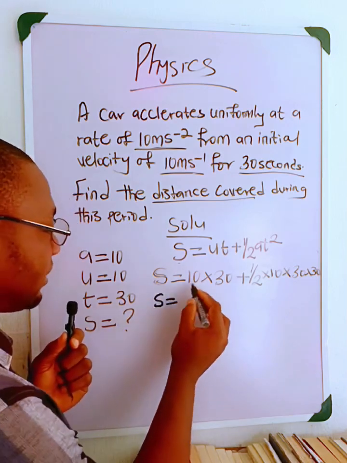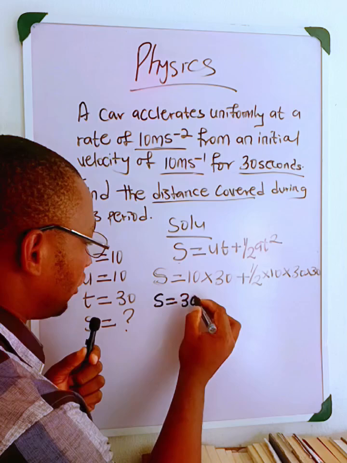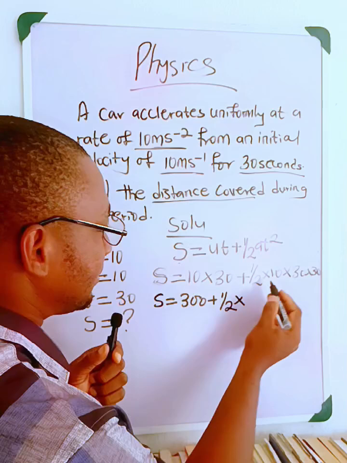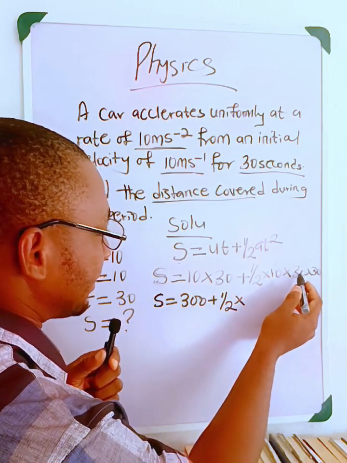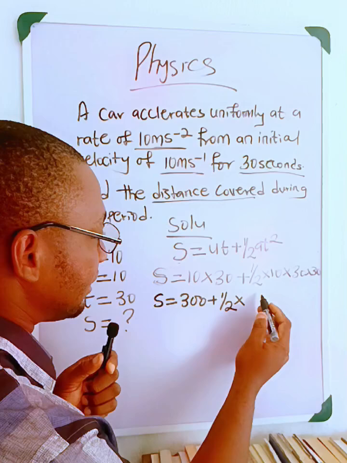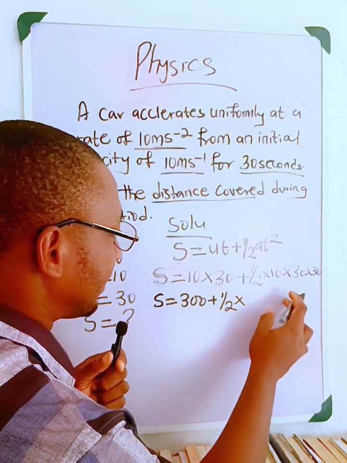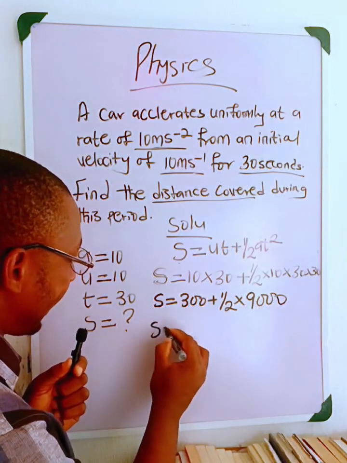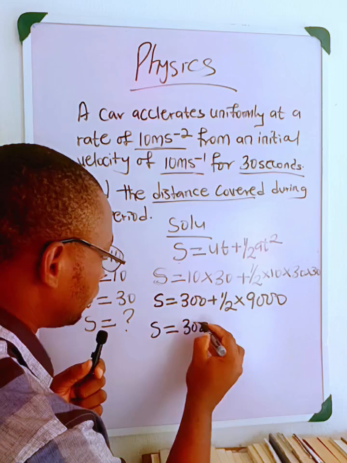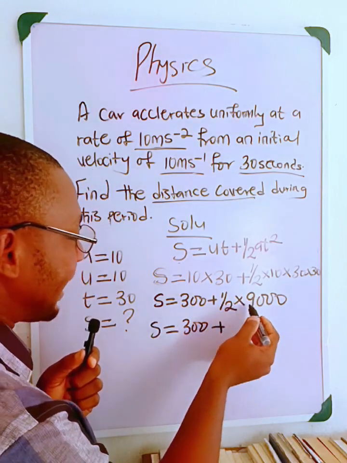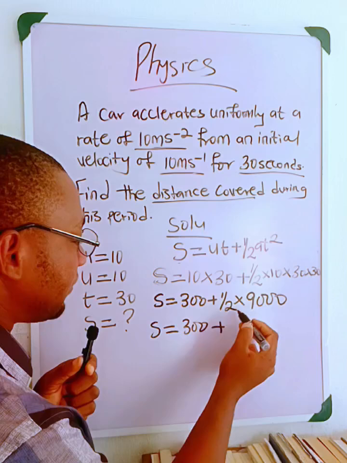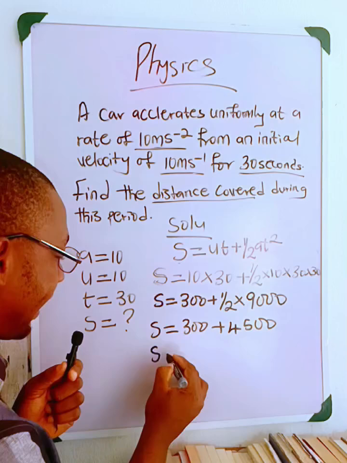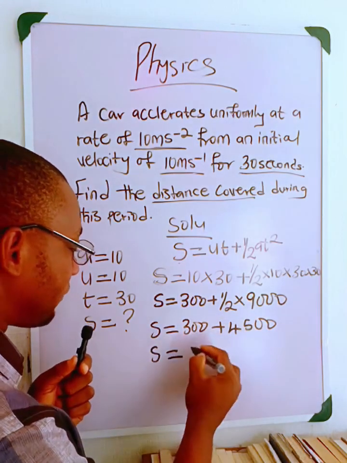X equals 10 times 30, which is what? 300. Plus half times 10 times 30 times 30: 300 times 30 is 9,000. Are you following? X equals 300 plus half times 9,000, which is the same thing as 9,000 divided by 2, which gives you 4,500.